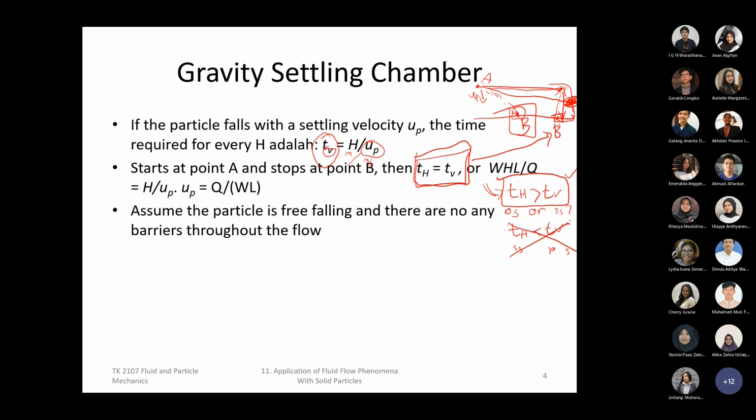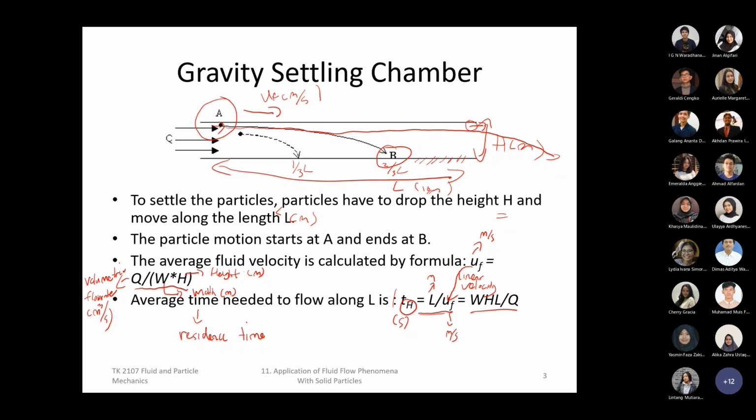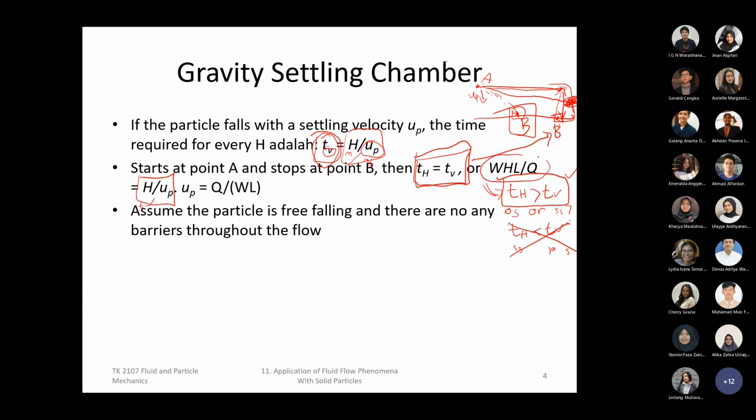Okay, that's the TV. You still have it in this slide: H per UP. And TH is provided in the previous slide. Remember, TH is L per UV, so it's WHL per Q. So that's the TH. The limit will be if you can make sure that UP, the vertical free fall velocity, is equal to Q per WL.